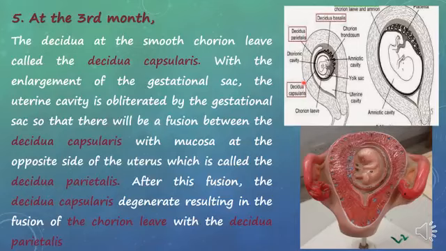With the enlargement of the gestational sac, the uterine cavity is obliterated by the gestational sac, so that there will be a fusion between the decidua capsularis and the mucosa of the decidua parietalis. The decidua parietalis is located on the opposite side of the uterus, you can see. After this fusion, the decidua capsularis degenerates, resulting in the fusion of the chorionic leaf with the decidua parietalis.